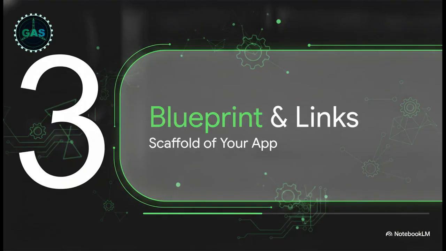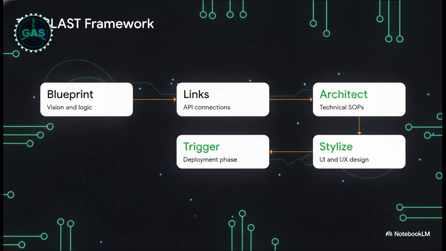Which brings us to Section 3, BLAST, Blueprint and Links, the scaffold of your app. Now that we have the engine and the connectivity, how do we actually build the application itself? We use a core cognitive scaffold known as the BLAST framework. It's made up of 5 really precise phases: Blueprint, Links, Architect, Stylize, and Trigger.